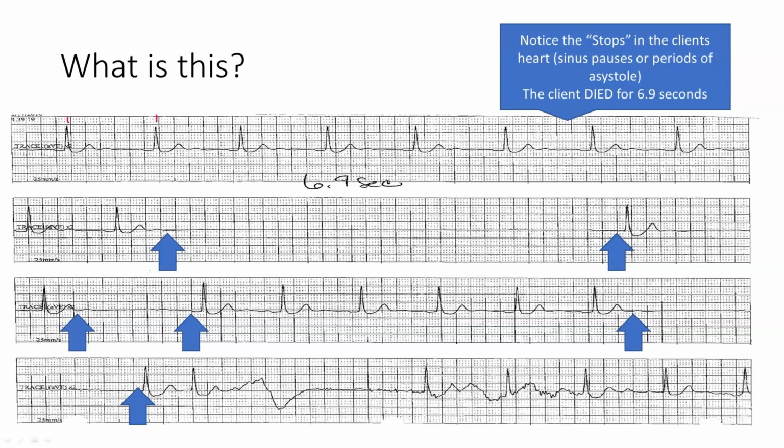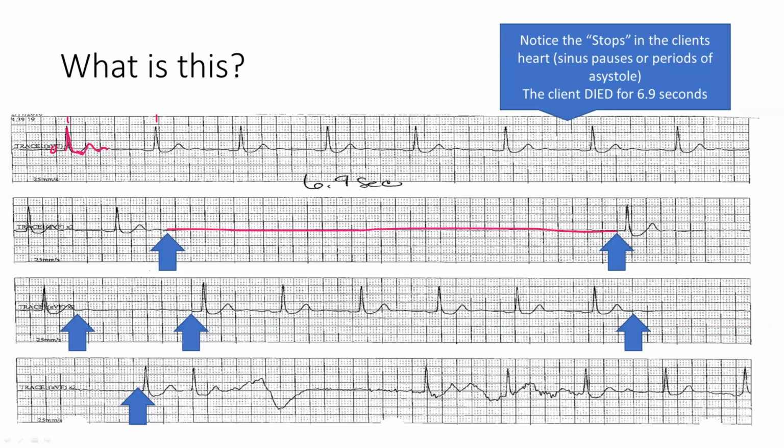So up here, because this is a continuous tracing of one client, I see that they have P. I see that there's the R wave going up here, the S wave coming down here. I do see a little ST segment depression, which is indicative of ischemia. And then I see a T wave and a U wave. Don't really need to know about the U wave, but I see a normal PQRST. And I see consistency. And then all of a sudden, I see nothing.